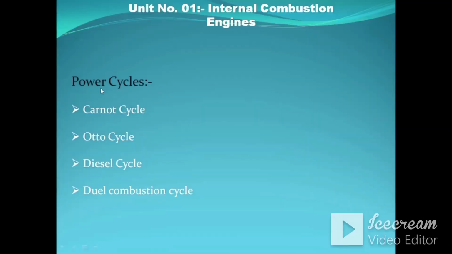Now we are moving to the power cycle. Okay, on this cycle the engine can be run. There are different types of power cycles. First one is the Carnot cycle, next is the Otto cycle, the diesel cycle, and next is the dual combustion cycle. This dual means Otto and diesel. We will see them one by one.